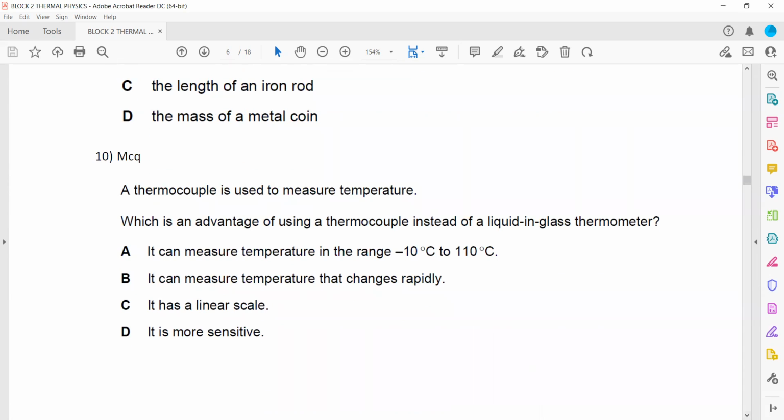A thermocouple is used to measure temperature. So what is the advantage of using a thermocouple? It can measure a rapid change in temperature, a very fast change in temperature. The thermocouple consists of metal, and metals are good conductors of heat energy. That's why, within an instant when there is a change in temperature, it can measure the change very quickly. So rapid changes in temperature can be measured.